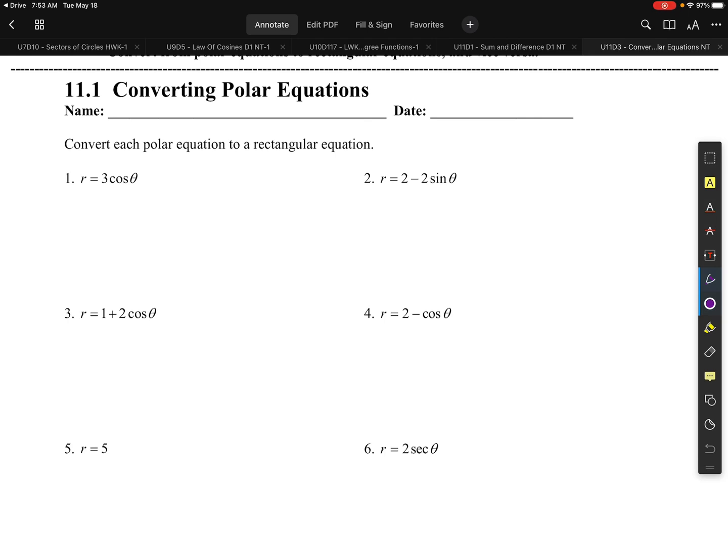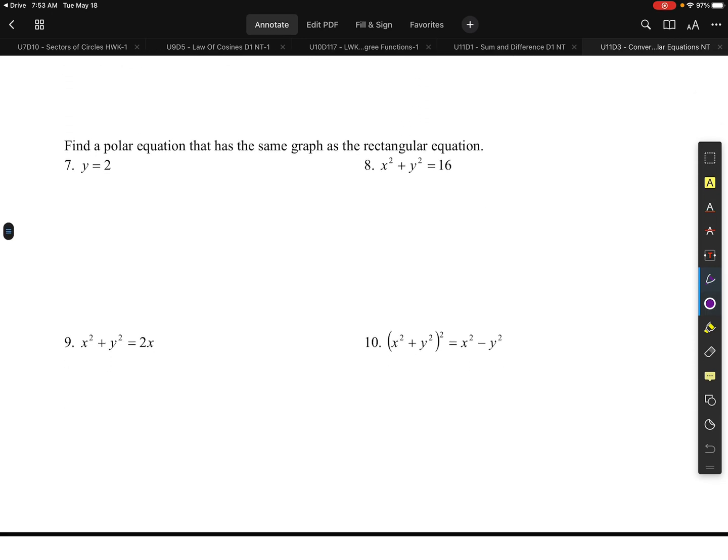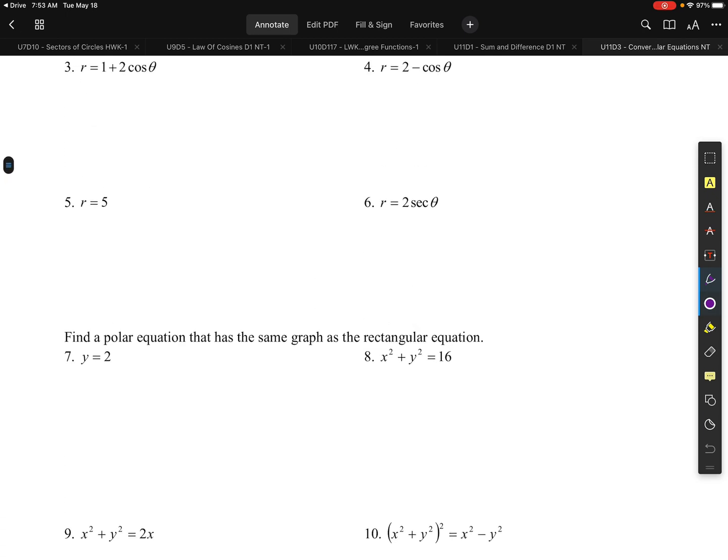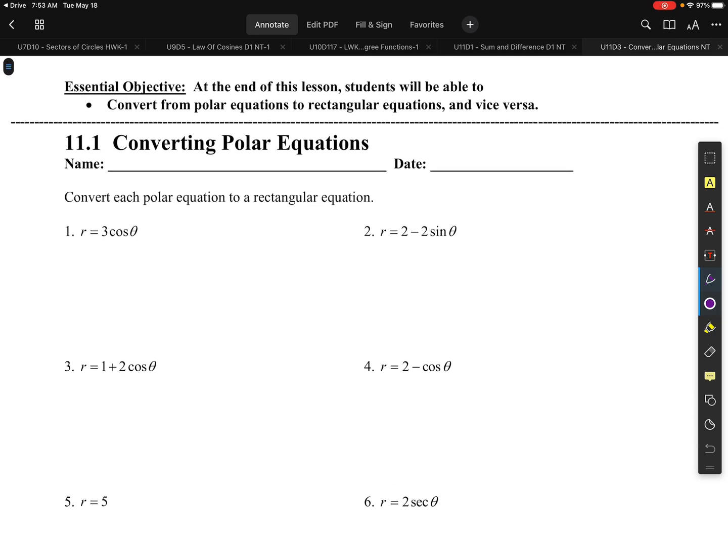For problems 1 through 6, we're looking at something in a general polar setup and we want to convert it to a rectangular setup. For problems 7, 8, 9, 10, we have things in a rectangular setup we want to convert to a polar setup. The key pieces are those super basic formulas: x equals r cos theta, y equals r sine theta, and r squared equals x squared plus y squared. These three pieces are going to be constantly used over and over again.